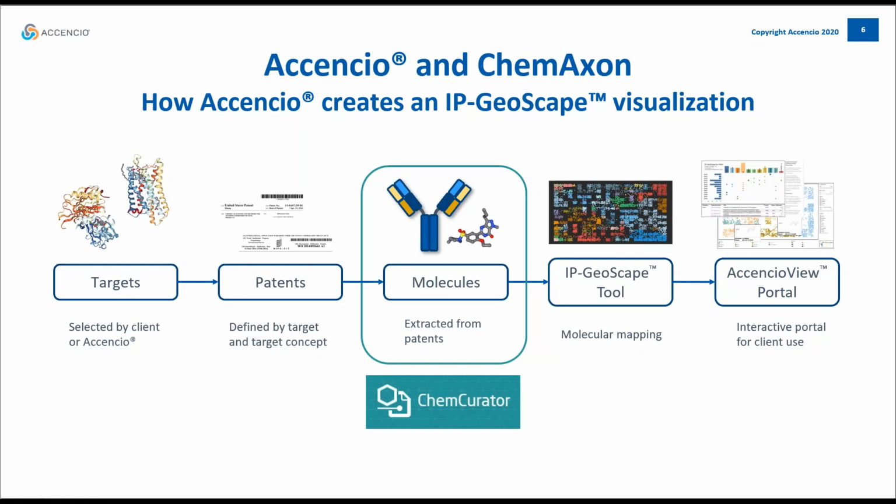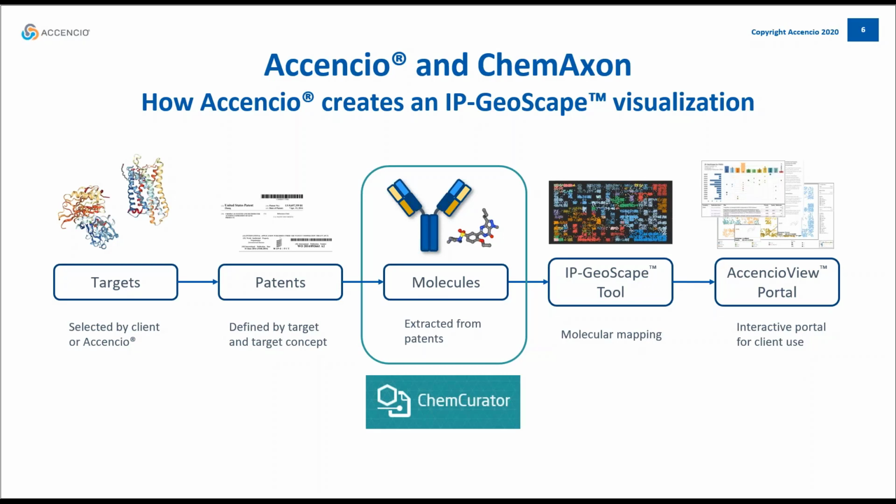Thanks, Brown. The process begins over on the left. You can see there with the selection of the target. Now this just involves more than just the protein, whether it be a receptor, an enzyme, or an ion channel. It includes the target concept as well. Are they activators, blockers, or are we going to incorporate both? Once that's determined, the relevant IP is identified.